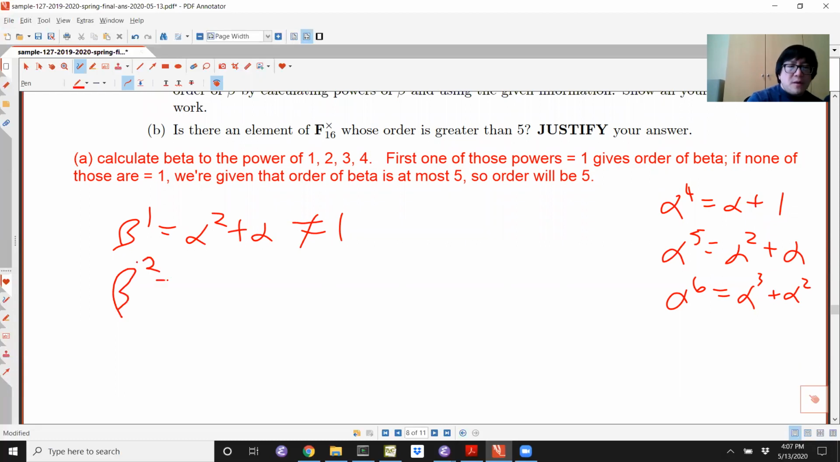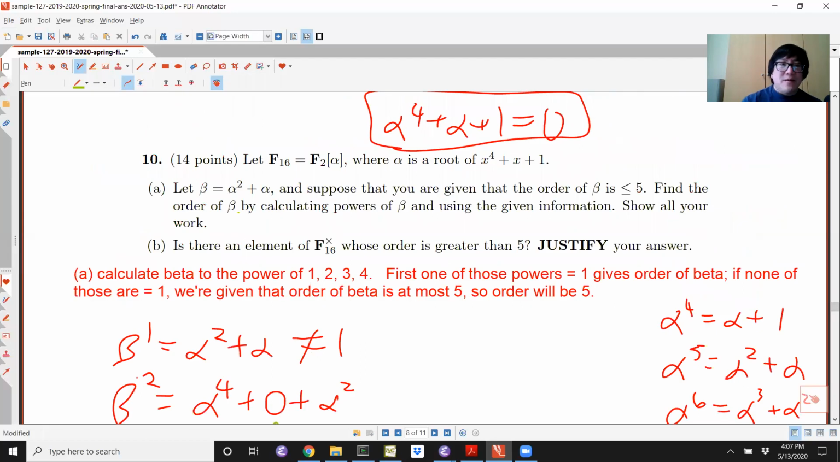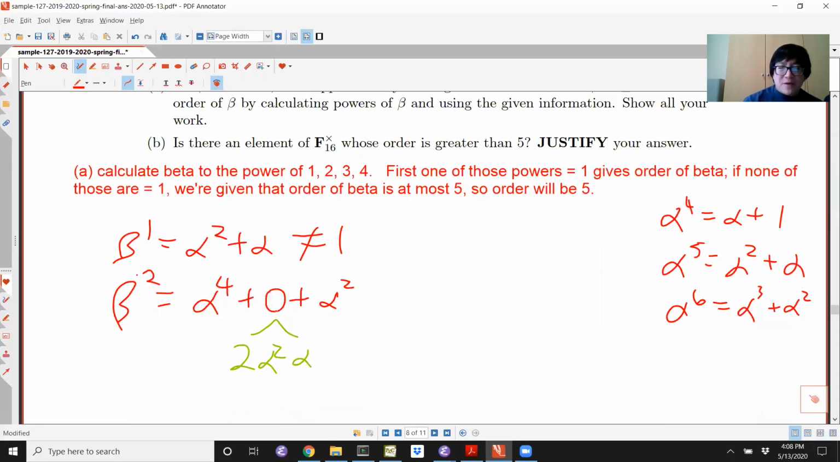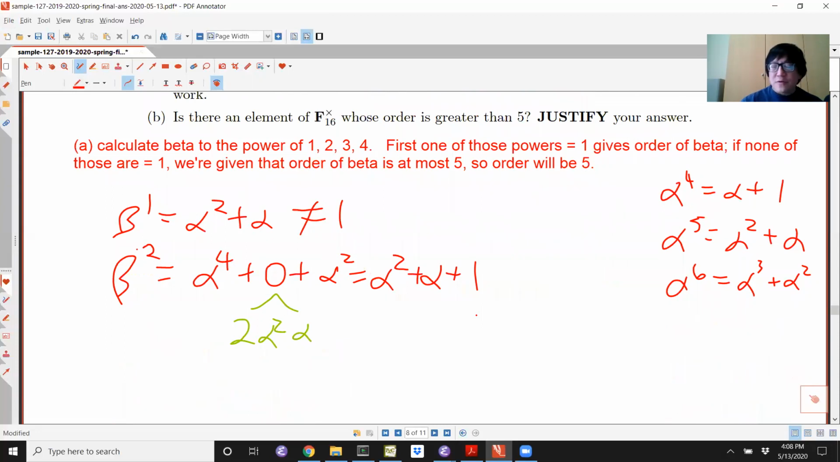Beta squared is equal to alpha squared plus 2 times alpha squared plus alpha, which is 0. Remember that middle term is always 0, and then alpha times alpha is alpha squared. And just in case you were wondering why that middle term is equal to 0: that's 2 times alpha squared times alpha, which comes from FOIL, except that everything is mod 2 in this ring. In the field of order 16, everything is mod 2, so that 2 alpha squared times alpha is actually 0. And so we get alpha to the fourth plus alpha squared, but we know that alpha to the fourth is equal to alpha plus 1, and so this is equal to alpha squared plus alpha plus 1. Does everybody go with beta squared? Good.